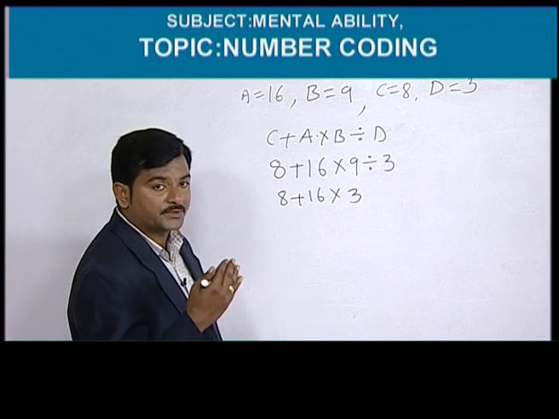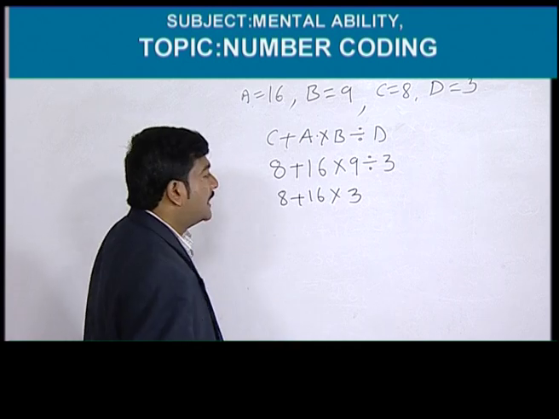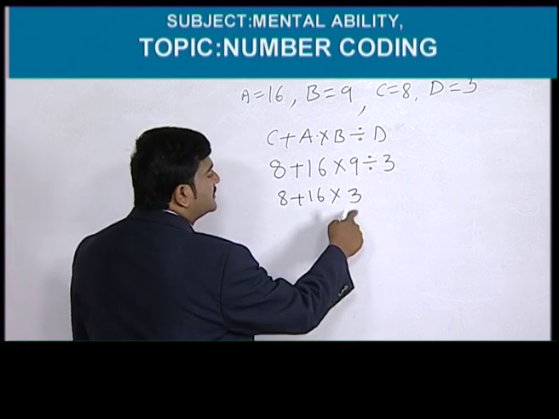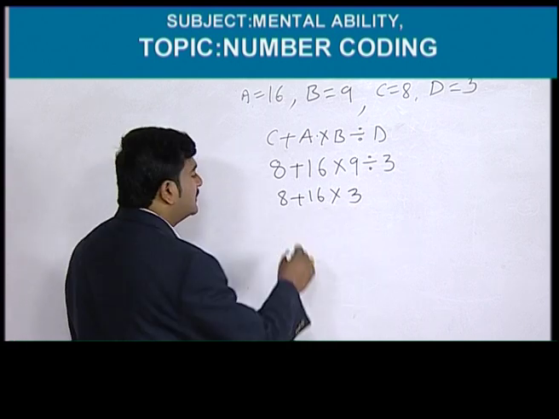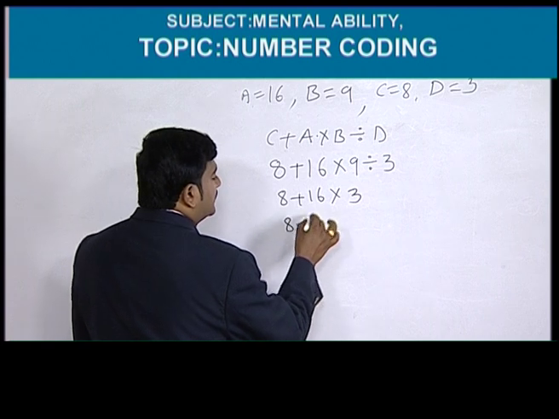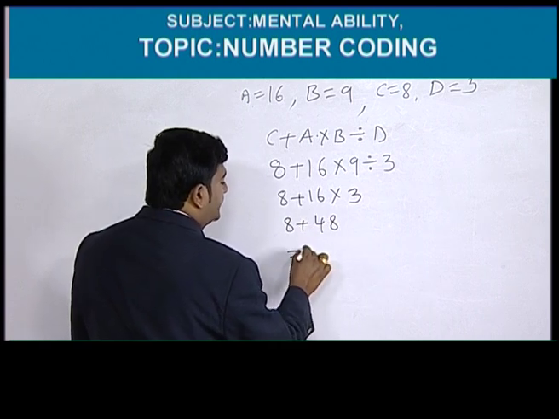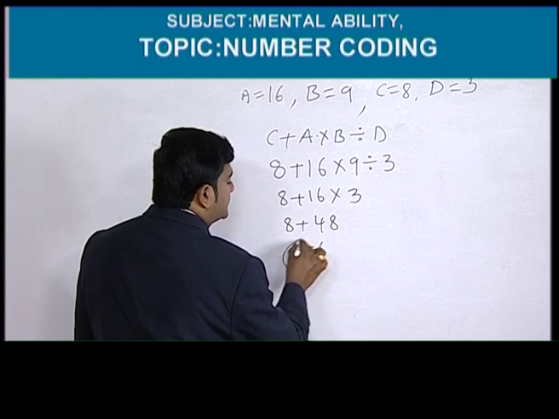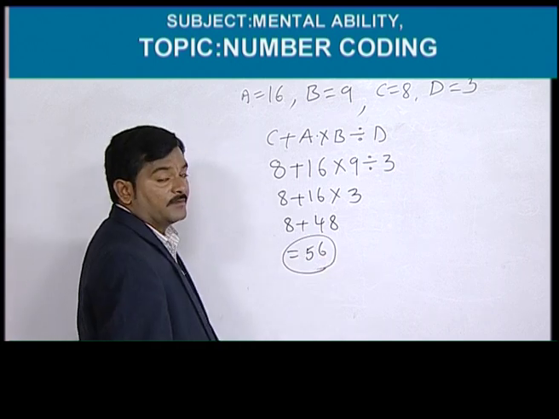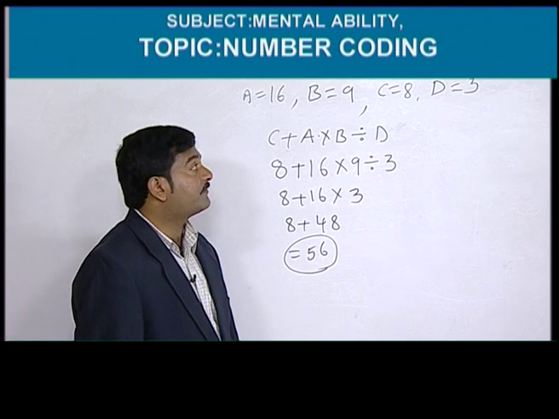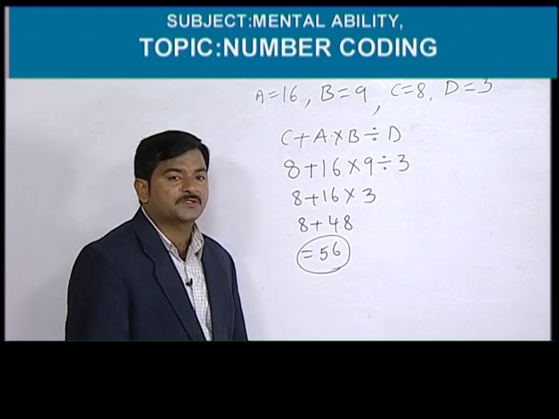So according to the BODMAS rule, I have to do the multiplication first, and only after that the addition. So 16 threes are 48. 48 plus 8, how much am I getting? 56. Hence the answer for the given question is how much here? 56. Okay, I repeat this question once again.